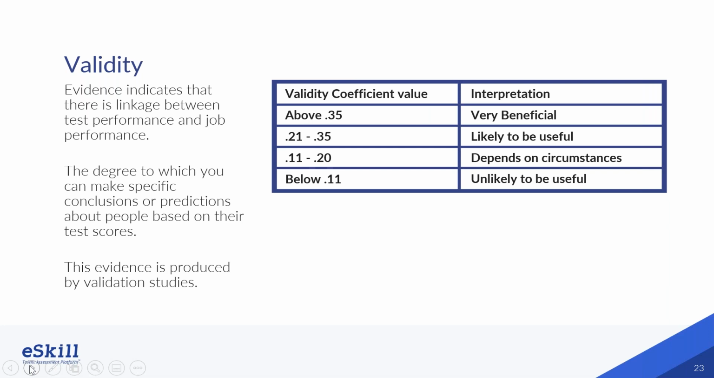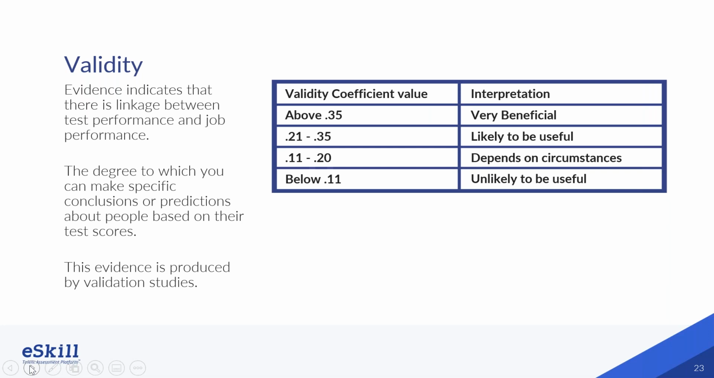Validity is evidence indicating that there's a linkage, right? If I measure this specific thing, does it predict outcomes in the future? So you often hear this called a validation study. Does the thing that we're testing for predict performance later on? The coefficients used here are over on the left-hand side. Above 0.35 is very beneficial. That means if somebody scores high on an assessment fit or on a skills test, then we know that it is going to have a correlation with some sort of outcome. So they do have a relationship. If there's no relationship, then one does not predict the other, and so you have an invalid testing process.